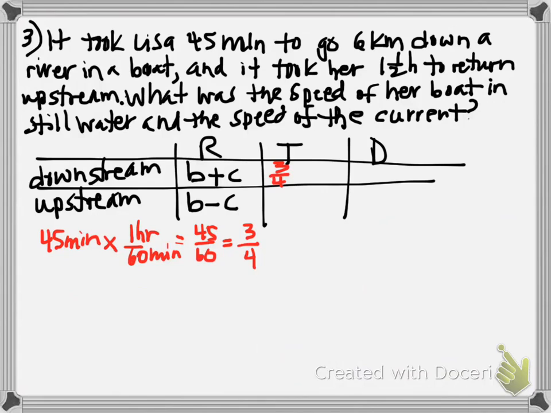Okay, got to have matching labels or it won't work. The distance traveled was 6 kilometers. Now in the other one it says 1.5 hours. I'm going to rewrite that as an improper fraction because it's going to make my solving easier. And because it's a return trip, we still have 6 kilometers. So here's my first equation: 3/4 times the quantity b plus c equals 6. And here's my second equation.